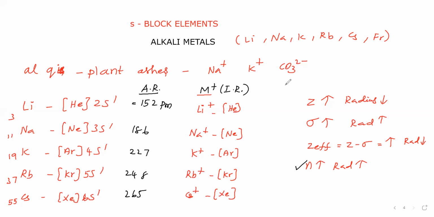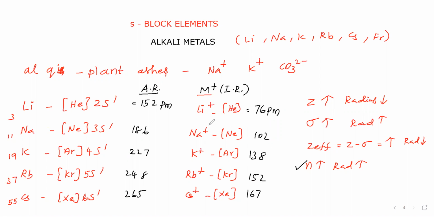The ionic radius of Li plus is 76 picometer, sodium 102 picometer, potassium 138 picometer, rubidium 152 picometer, cesium 167 picometer. So, ionic radius increases down the group. It is as per expectation.